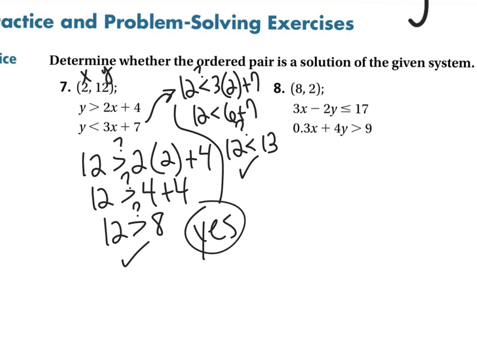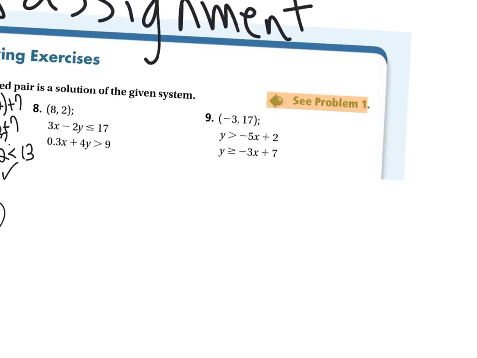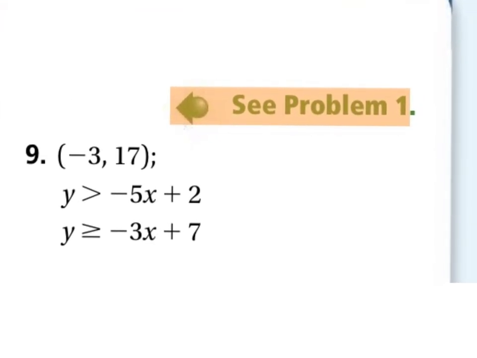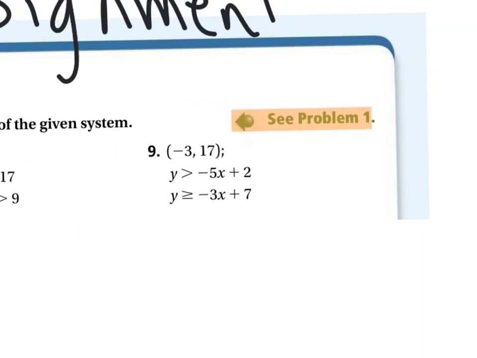Again, you don't have to go back and graph these and then see if (2, 12) is in your shaded region. And if you'll notice when you do these problems, there's a little note off to the side here that references a problem you can go back to look at if you have questions on how to do that. So see problem 1 if you had issues with how to do something like this.